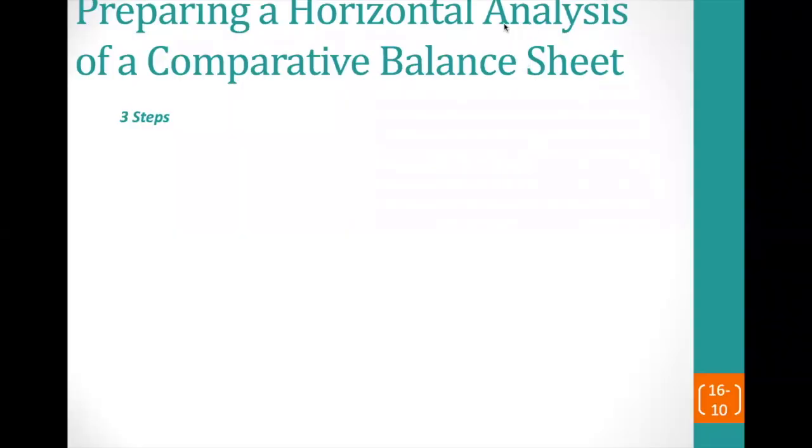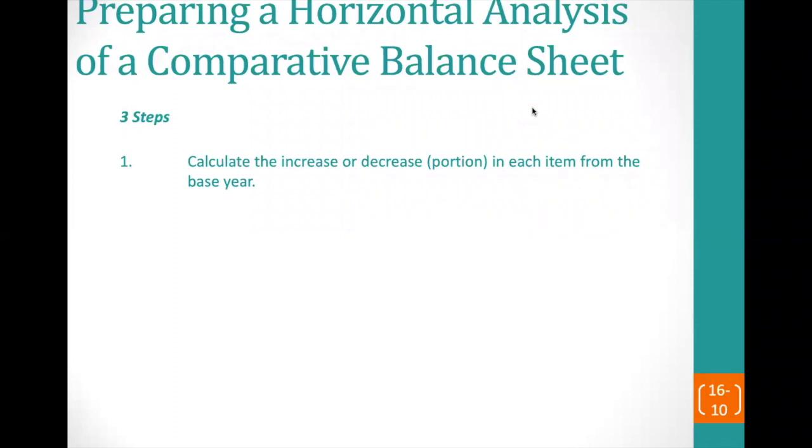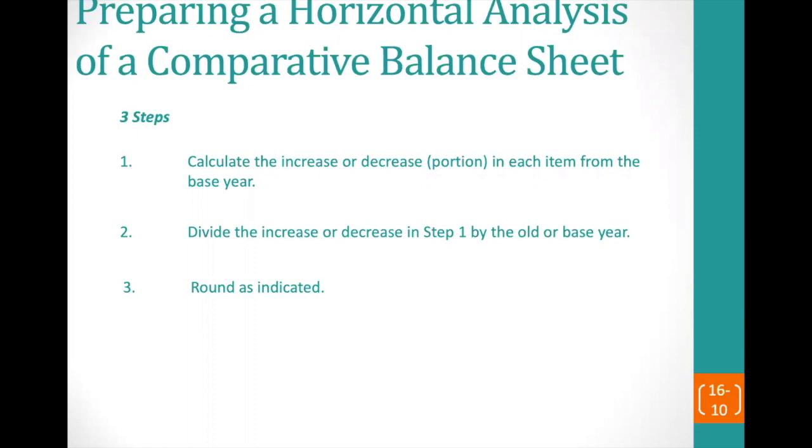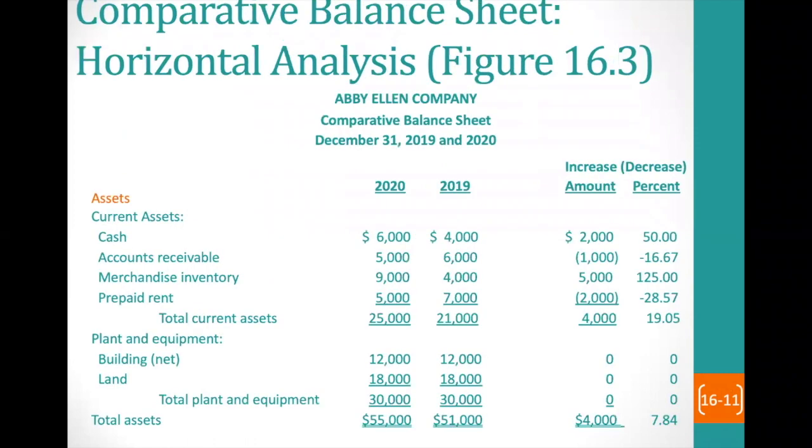In preparing a horizontal analysis of a comparative balance sheet, there are 3 steps. First, you need to calculate the increase or decrease in each item from the base year. Then you need to divide the increase or decrease in step 2 by the old or base year, and then round as needed. So this is our same comparative financial statement. You see 2020 here and 2019 listed here.